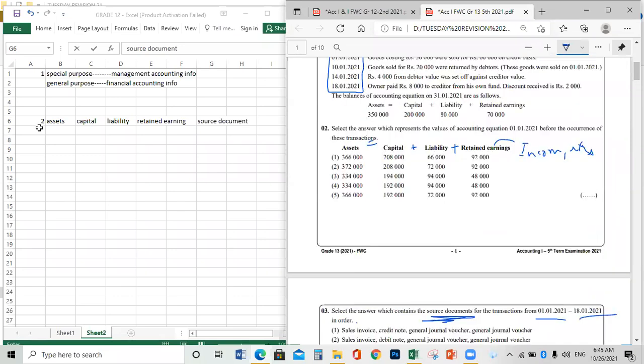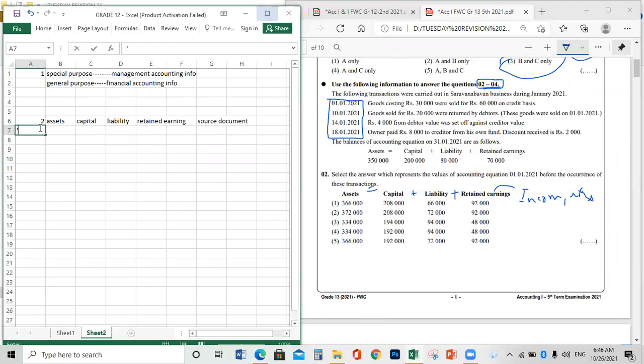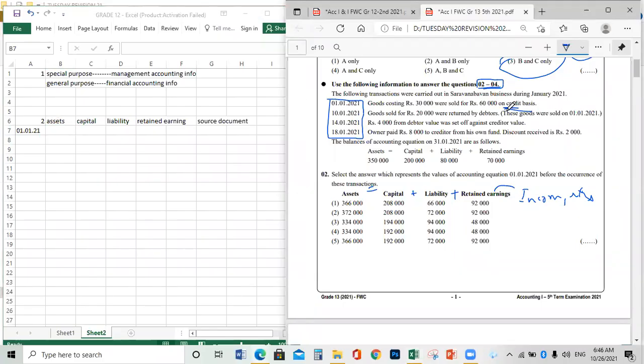Okay, I think we can start the question now. Let's do one by one. So the first one is 1st of January 21. Okay, 1st of January 21. Now let's see. First one. The following transactions were carried out in a business during January 2021. 1st of January 2021, goods costing 30,000 were sold for 60,000 on credit.